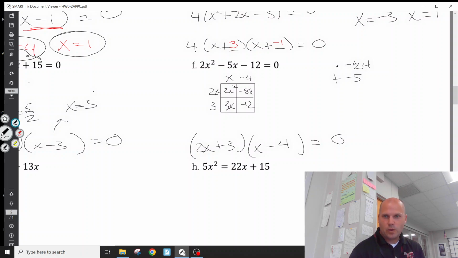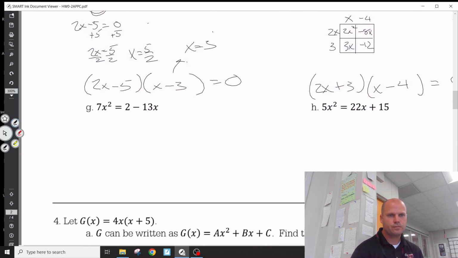We got to figure out when 2x plus 3 equals 0. Subtract 3, divide by 2. x is equal to negative 3 halves. We got to solve that, so x equals 4. Those are my two zeros, my two solutions.